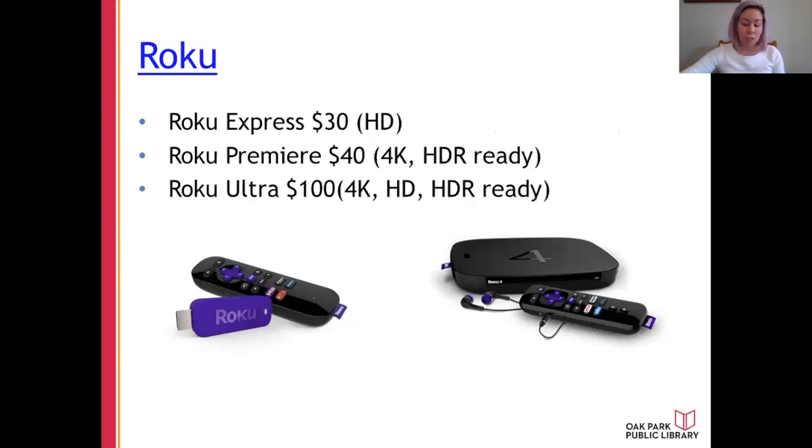If you already have a television, and it's fine, you don't need a new one, you could just get a Roku. A Roku is kind of like the grandfather, the original streaming device that's out there. You can get a Roku Express, which is in HD, or for $30, a Roku Premiere, which is 4K and HDR ready, and a Roku Ultra for $100, which is 4K, HD and HDR ready. And HDR is basically high dynamic range. It's the technology that plays with the light and the darkness of pictures, so it makes it more realistic.